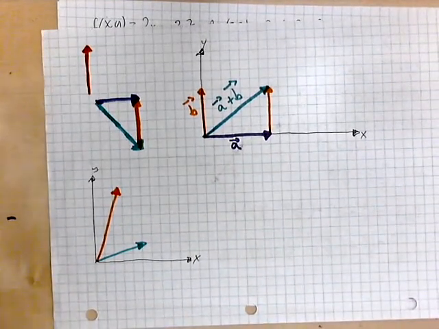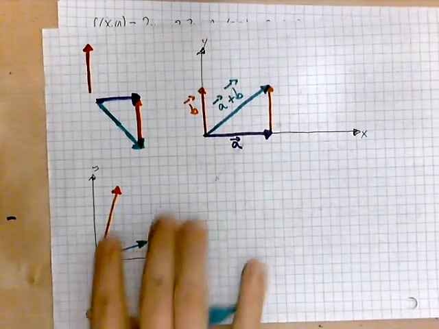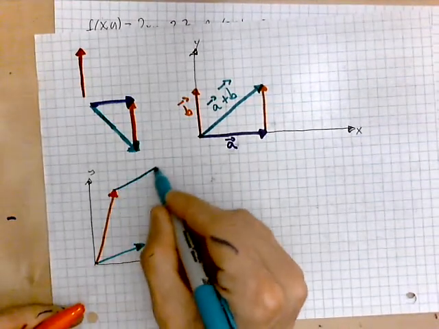So let's take a look at what we have. We will take the blue one and shift it to the tip of the orange one. So it looks like this.